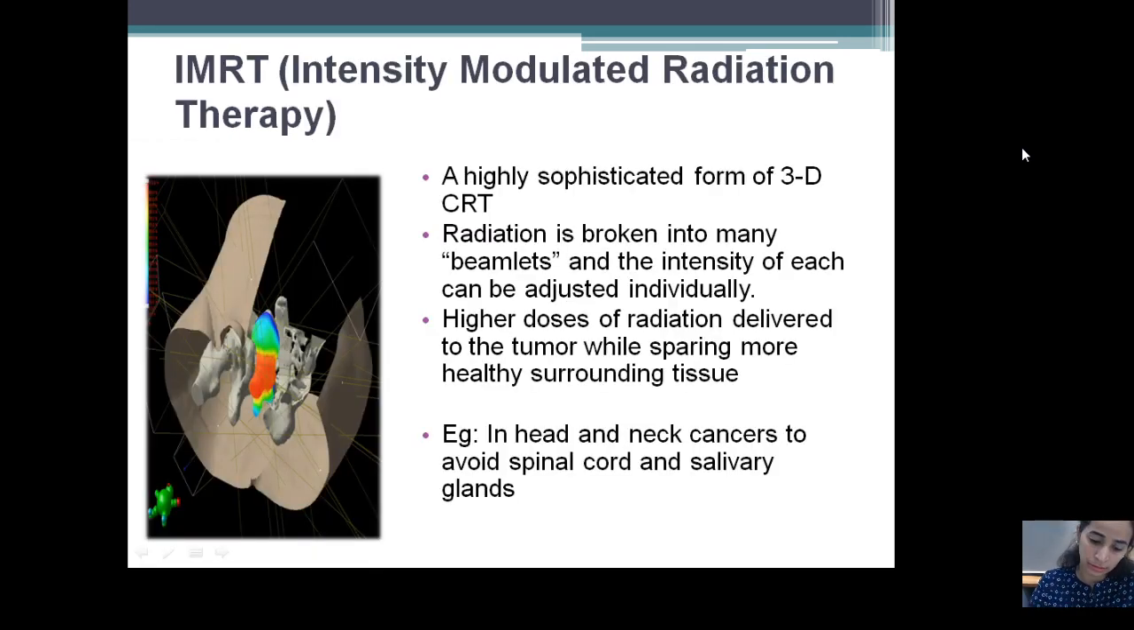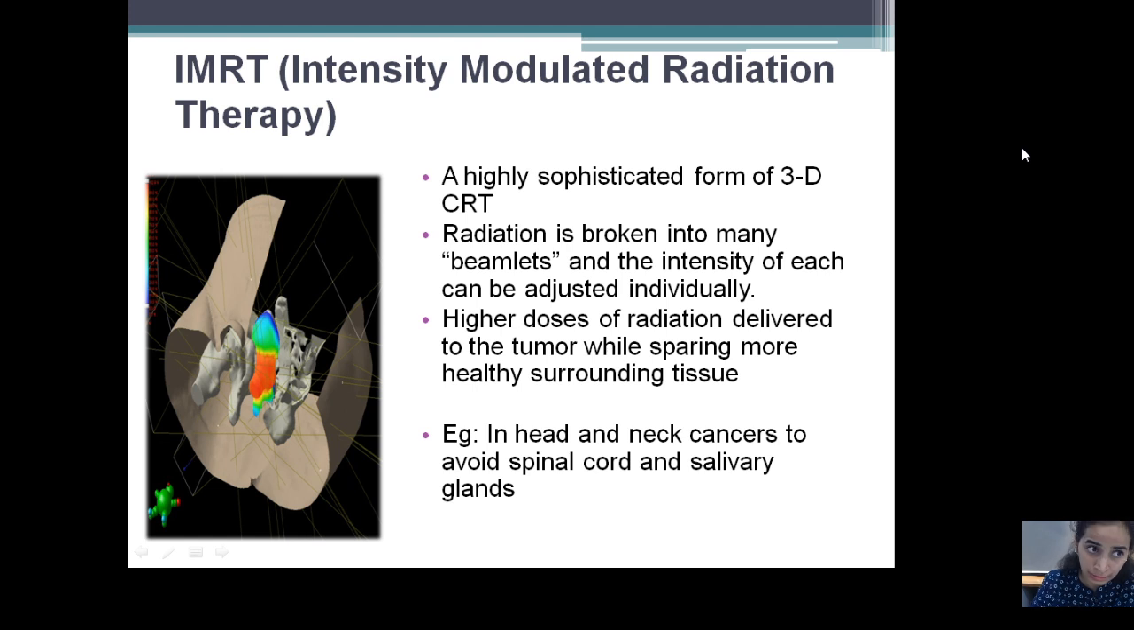Another type is IMRT, which is intensity modulated radiation therapy. It is a highly sophisticated form of 3D CRT. We can call it a type of 3D CRT. Radiation is broken down into many beamlets, and the intensity of each beamlet can be adjusted individually. So we are modulating the intensity of the radiation to the tumor.